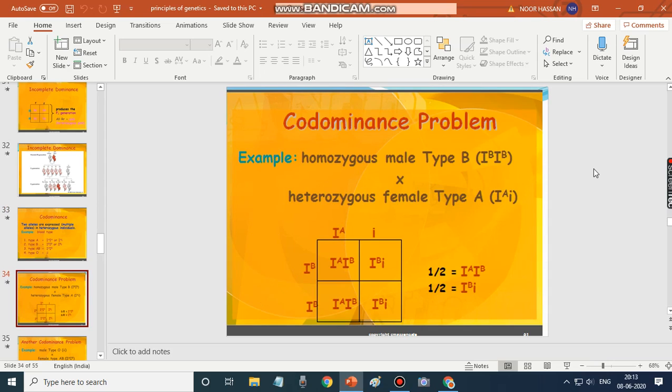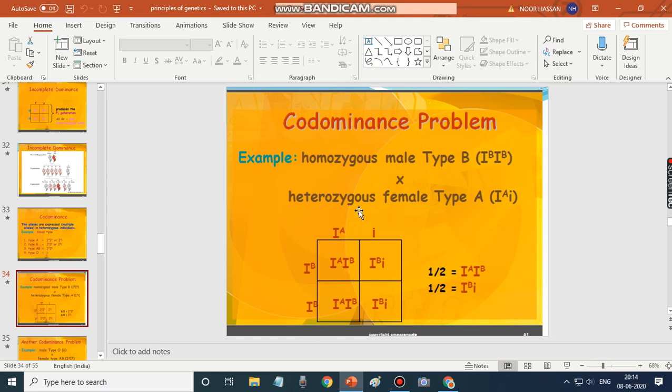This slide shows a homozygous male with blood group B, that is IB IB, and a heterozygous female with blood group A, and genotype IA small i O. This is called heterozygous because it is not capital IA capital IA, but instead capital IA and small i O. The male is homozygous, and both IB are dominant.